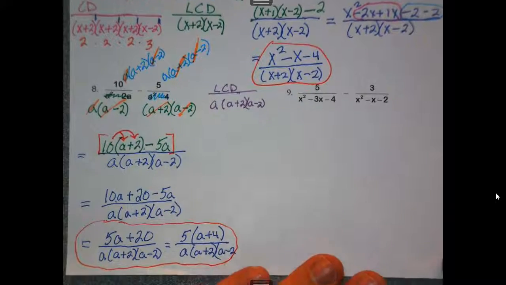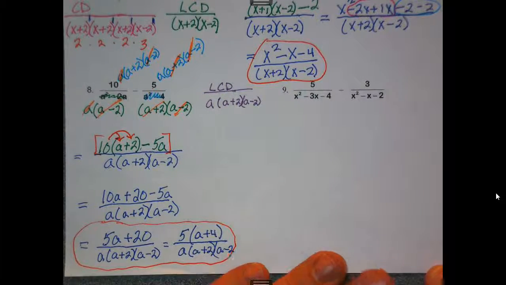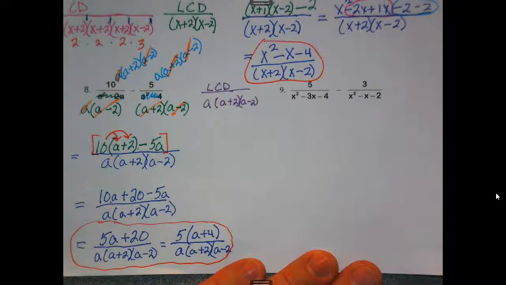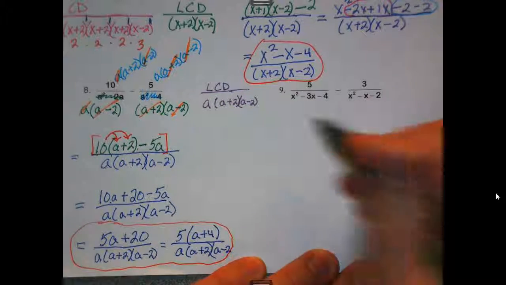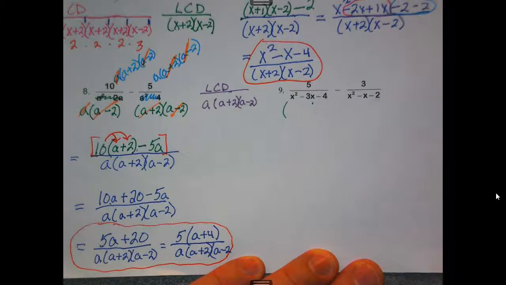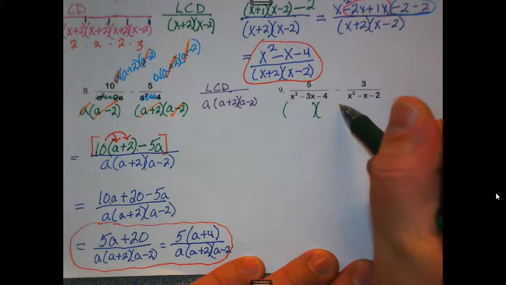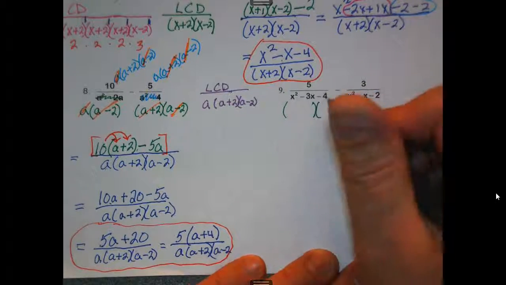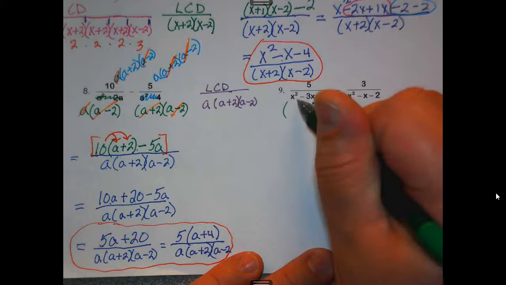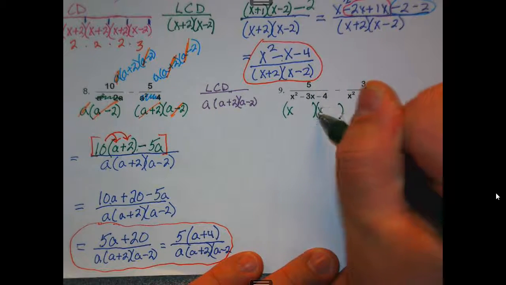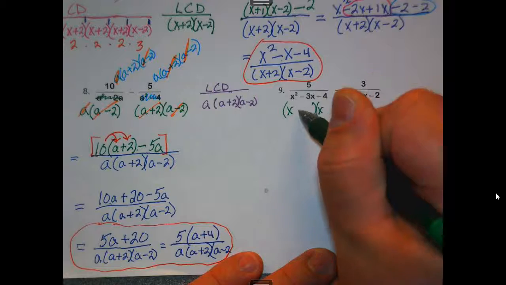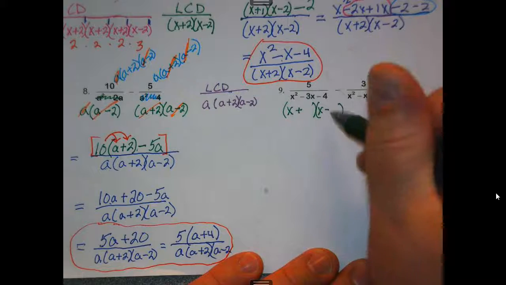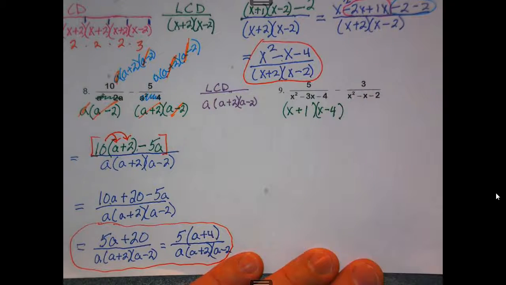Questions, comments, concerns? My last problem. Let's see, I'm going to go ahead and factor these. This is for 6. Okay, factor this quadratic. I have x times x to get x squared. This is a minus, so I need 1 plus, 1 minus. Larger number has to be the minus. 4 times 1 is 4.